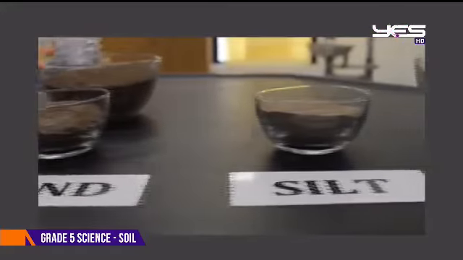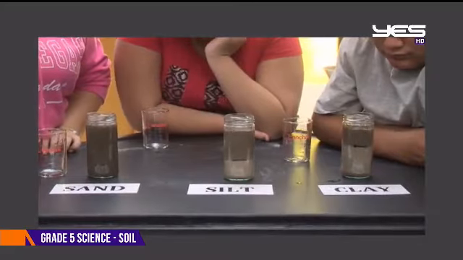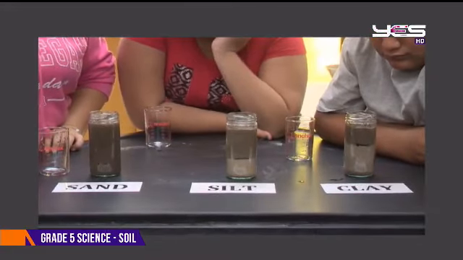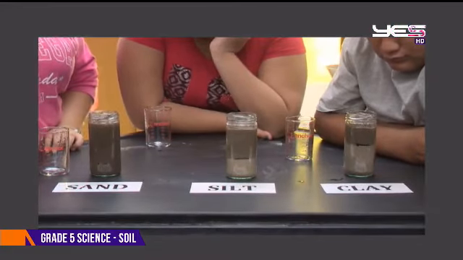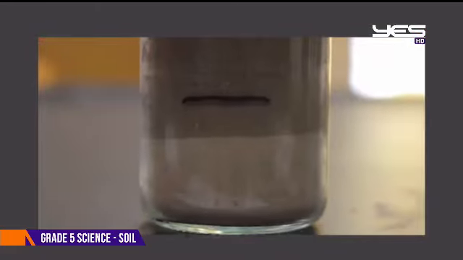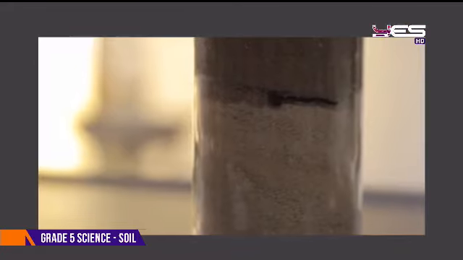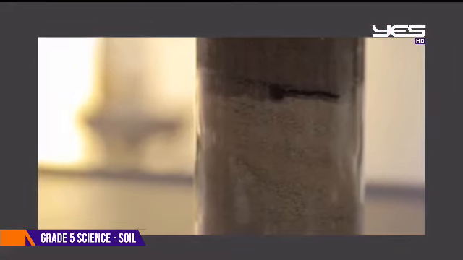Now, let's look at how the three types absorb water. After 1 minute, our three types of soil have reacted very differently. Sand has almost completely absorbed the water. Silt has absorbed water, but significantly slower than sand. Clay is the slowest to absorb. Nearly all the water remains on top.